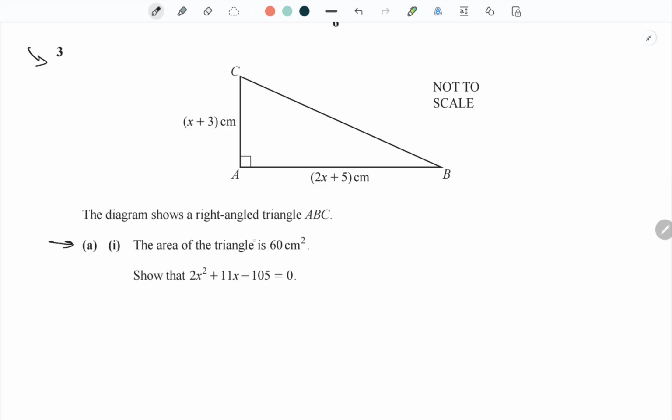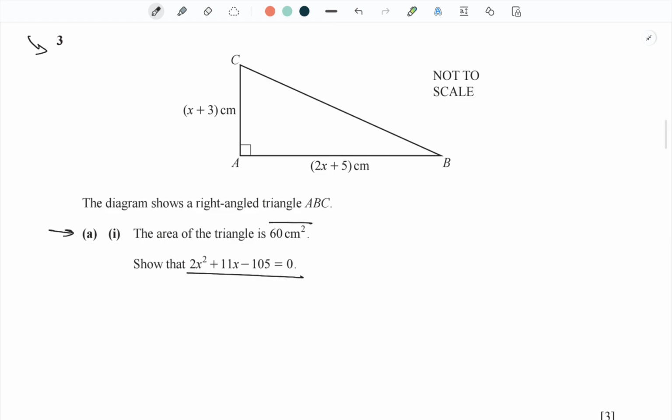The area of the triangle is 60 centimeter square. Show that this one. So we want to find this quadratic equation. First we see the area of a triangle. Area equals half into base into height, right? What is the base? Base is 2x plus 5, this one. And what is the height?